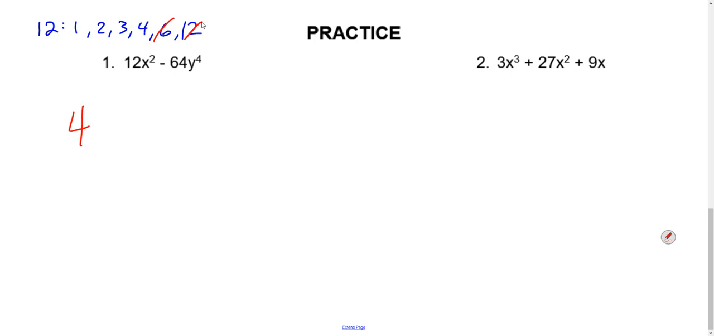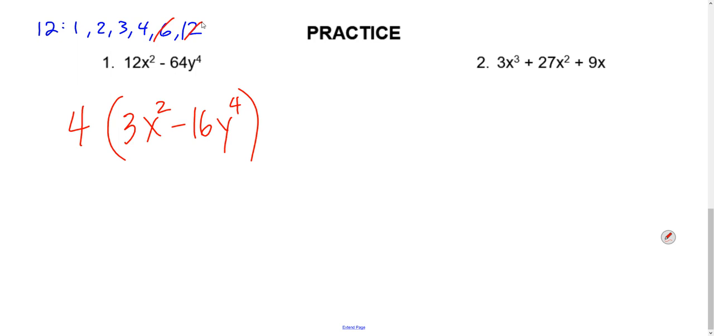Now I have a question for you guys. Can you take out any letters? No, that was a trick question. I said earlier that if they all had letters, that you could take out letters, but I should have said if they all have the same letter. These have 2 different letters in them, so we can't actually take out any letters. So that means that our final answer here is going to say 3x squared minus 16y to the 4th on the inside.